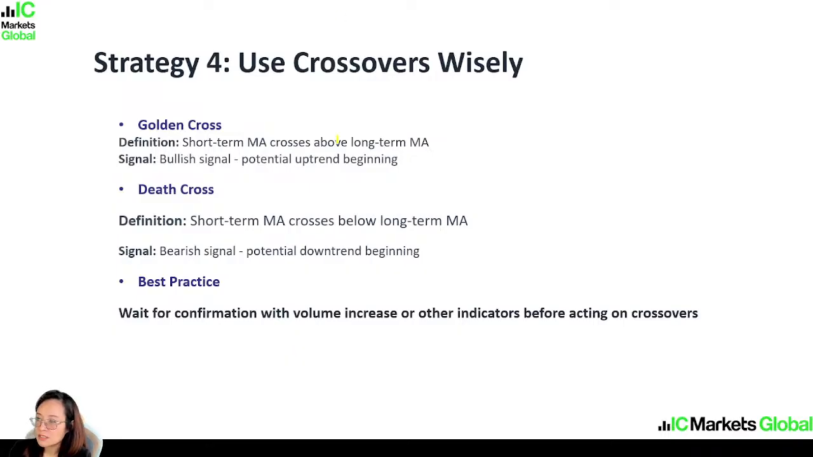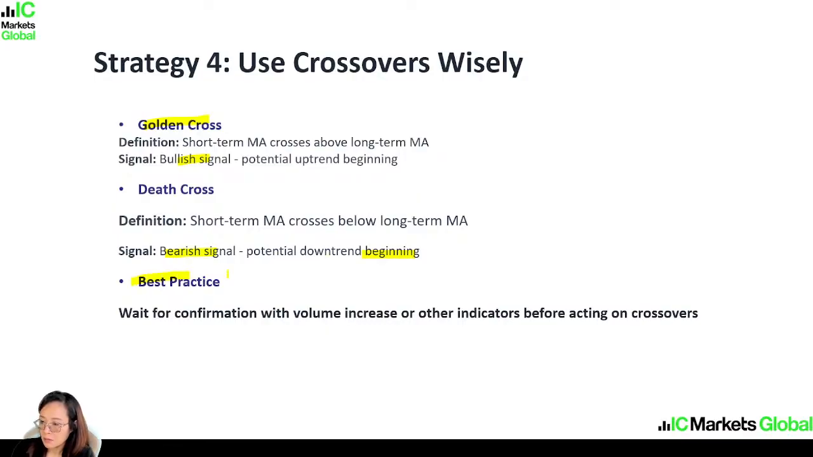Okay, strategy number 4, use crossover wisely. Golden cross. I know that a lot of you are using something like a MACD crossover, but you can try. I think a lot of people are using it as well. The definition: they will say that when the short-term MA crosses above the long-term MA, it's a bullish signal, a potential uptrend beginning. When the short-term MA crosses below the long-term MA, it's a bearish signal, a potential downtrend beginning.